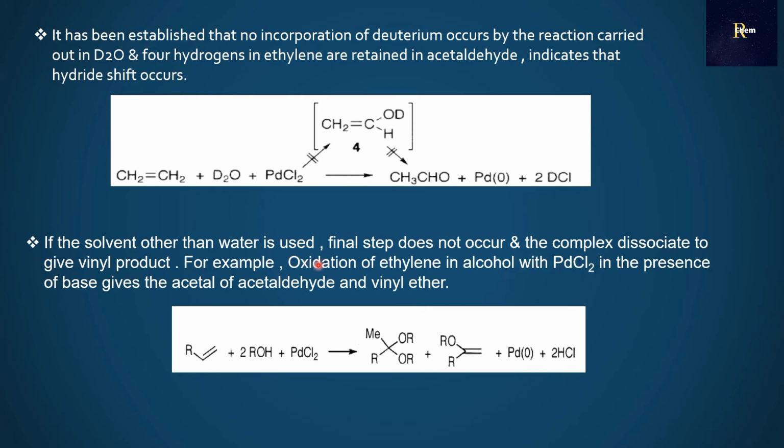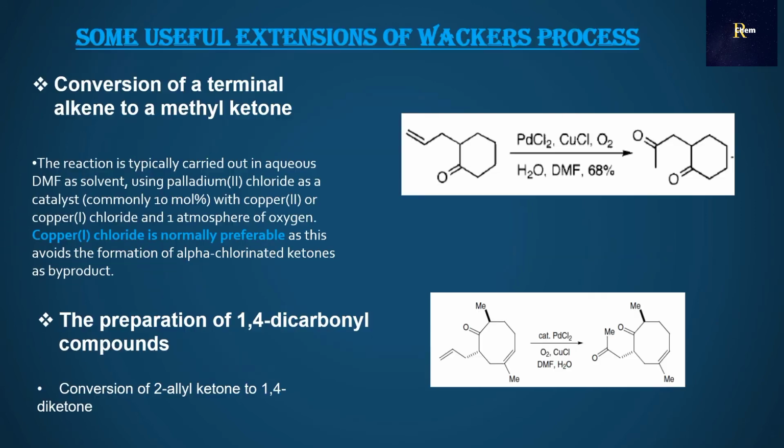For example, the oxidation of ethylene in alcohol with PdCl2 in the presence of base gives the acetal of acetaldehyde and vinyl ether. Here is the acetaldehyde, which is the major product, and the vinyl ether is a minor product. Similarly, the oxidation of ethylene can be done in acid also, in amine also, and the product will vary according to the nucleophile used.